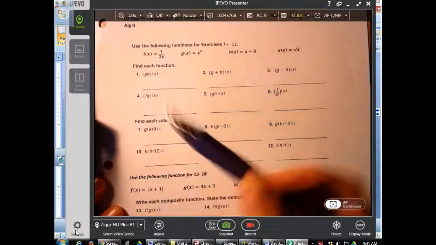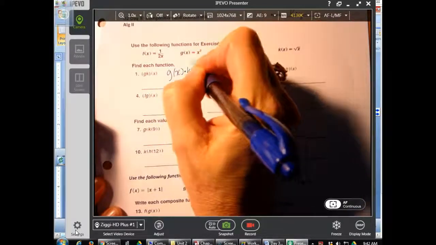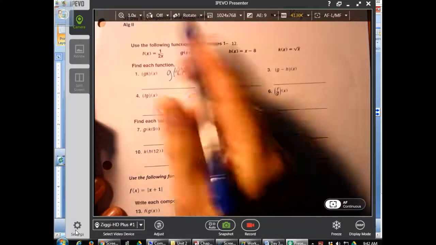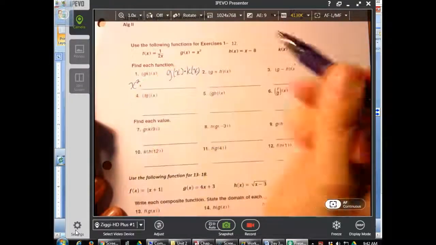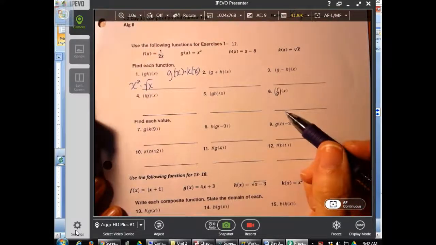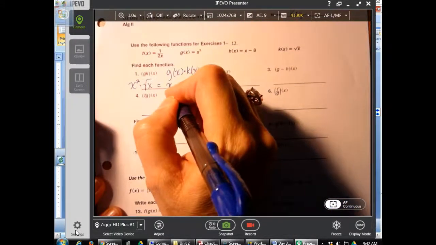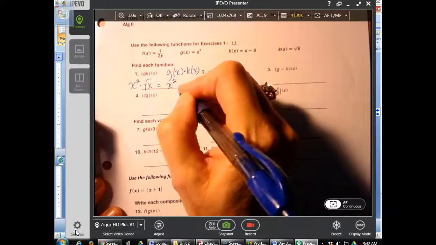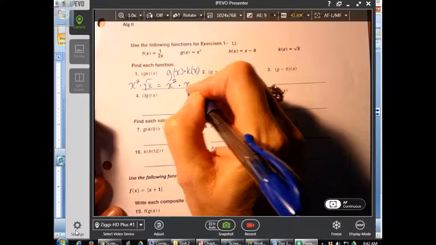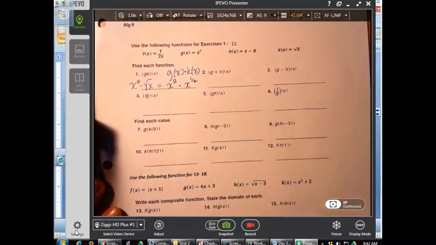Number one is really saying g of x times k of x, like that. So g of x is x squared, k of x is the square root of x, and this looks kind of weird, but I can do a little bit more with this. So I'm going to rewrite x squared and then multiplied by x to the 1/2, because the square root of x really is x to the 1/2.